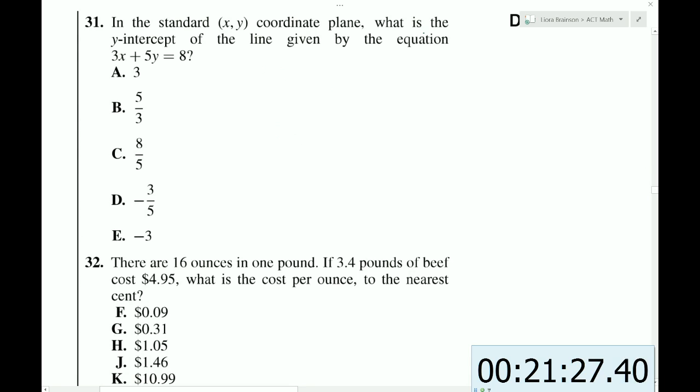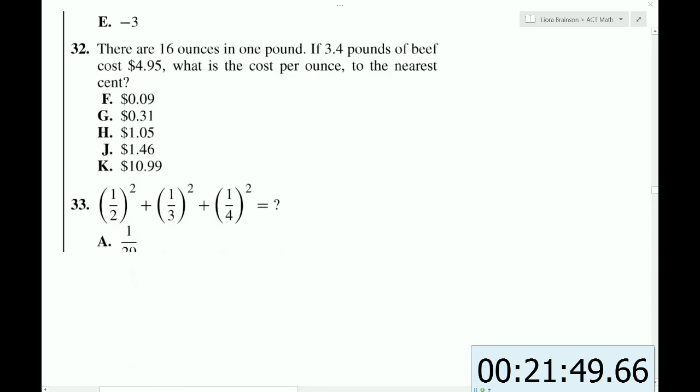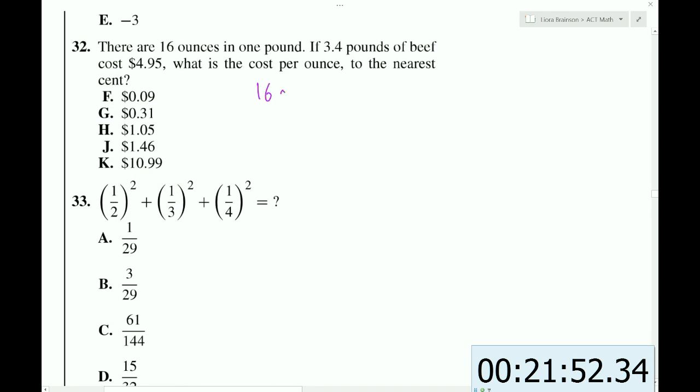In the standard xy coordinate plane, what is the y-intercept of the line given by this equation? Okay, so we want to get it to be y equals, so we're going to swing this 3x to the other side, making it minus 3x. Then we divide by 5 on each and every piece, and we identify this to be the y-intercept. There are 16 ounces in 1 pound. Okay, this is how I write my conversion factors. If 3.4 pounds of beef cost $4.95, so that's $4.95 for 3.4 pounds.